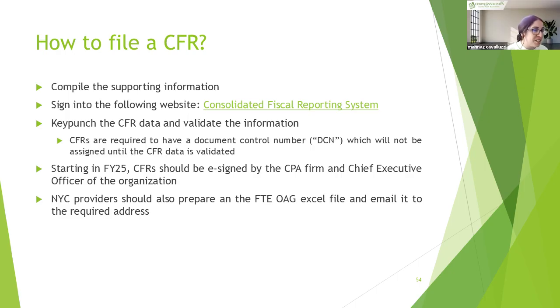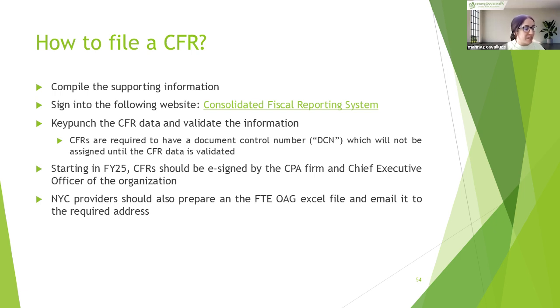You sign into the CFRS system, which is the Consolidated Fiscal Reporting System. It's web-based software, and you start to enter all of the data into your CFR. So you start to keep punching in, manually, all of the data that you've compiled into the various schedules of the CFR. The software does sort of guide you through it. It doesn't go sequentially page by page. It goes sort of section by section.